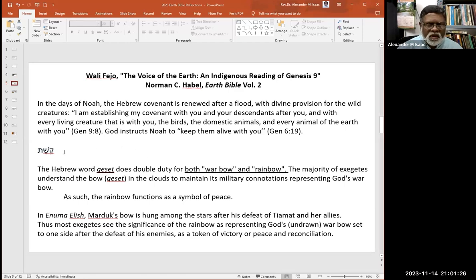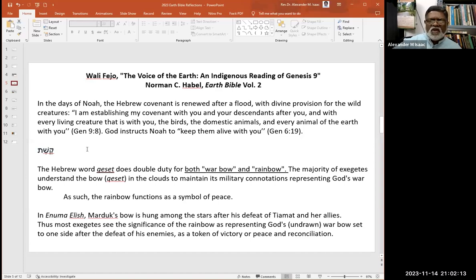And the Hebrew word qeshet has a double duty. It refers to both war bow and rainbow. We can see that usually the covenant that God made with Noah is called either the Noahide covenant or the rainbow covenant, because it involves a rainbow as a mark for that covenant, which God makes with the earth and its creatures. The Hebrew word qeshet can either mean war bow or rainbow.